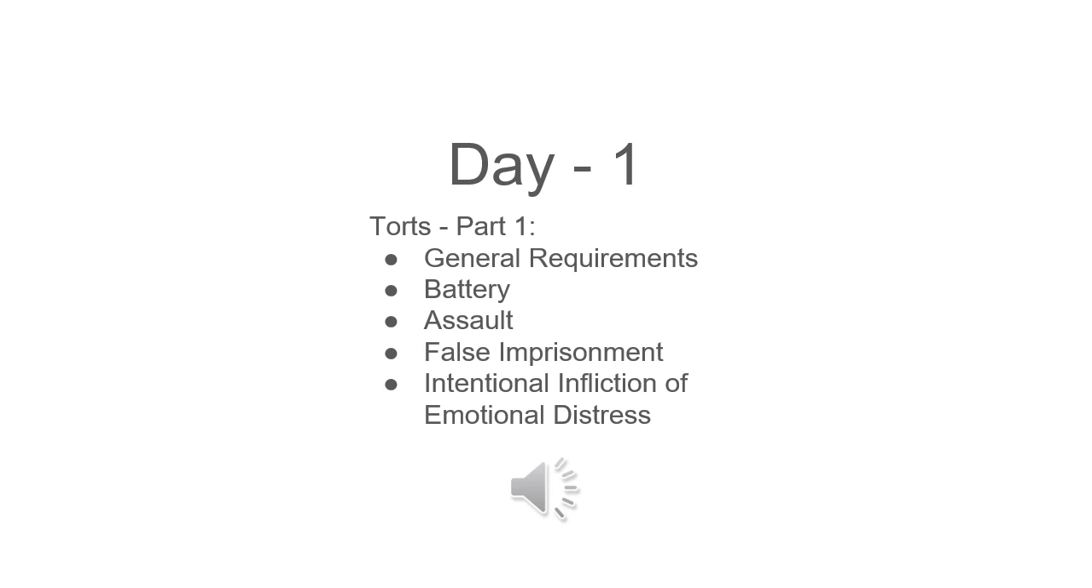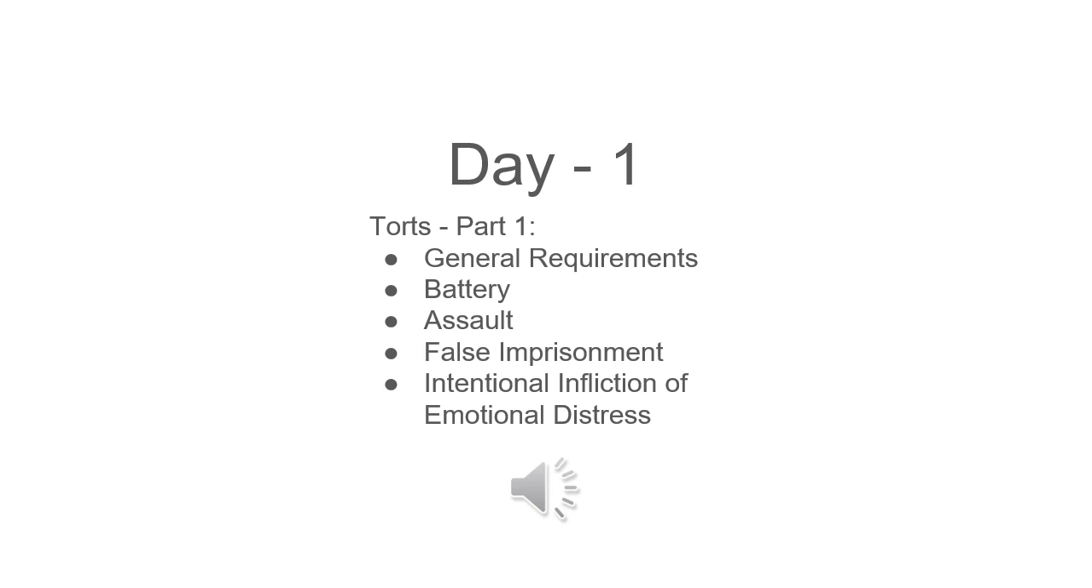Damages for battery: there's no proof of actual harm required in battery. There is also the concept of the thin skull rule in battery, meaning you take the plaintiff as you find them. Nominal damages are available even where there's no actual harm. This is to vindicate the plaintiff's right to physical autonomy. Punitive damages may be available in battery if the defendant acted outrageously or with malice.